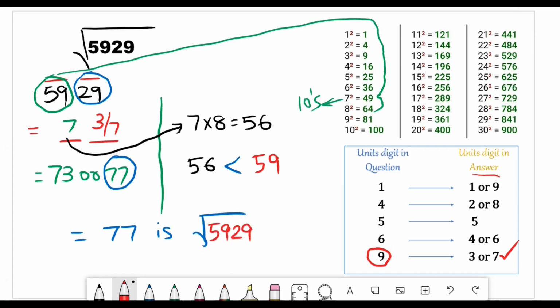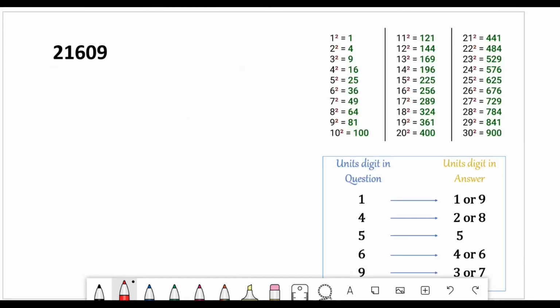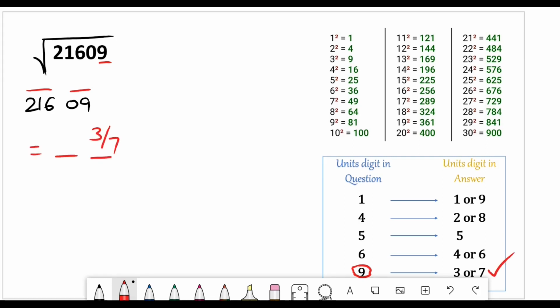Let's take another example, a 5-digit perfect square. Find the square root of 21,609. First step, group the last 2 digits and the rest of the digits. Since the question has 9 in its units place, the answer's units place will be either 3 or 7. Right? 3 or 7 here. Now ignore the last 2 digits of the number.